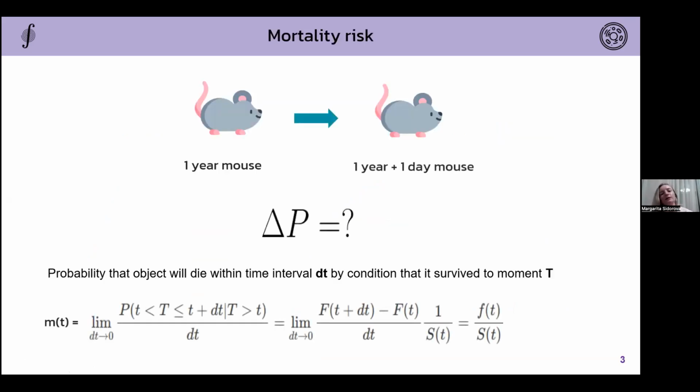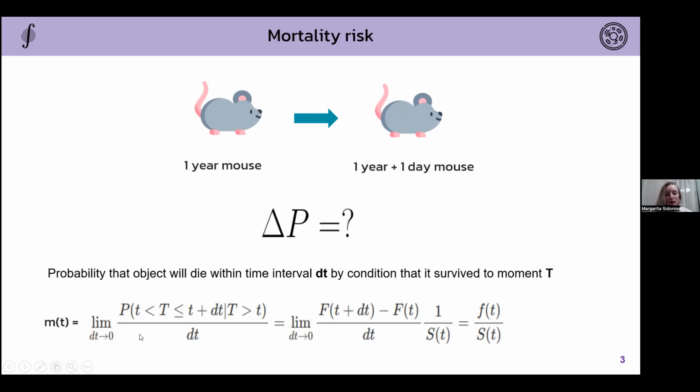Now let's talk about one more very important thing in survival analysis, which is the mortality risk. As Dmitry just said, mortality risk is very associated with aging. However, let's understand the logic behind this mortality. Imagine that we have some mouse which is 1 year old, and then it is 1 year plus 1 day old. What is the probability that it will die within this 1 day, or within some time interval dt?